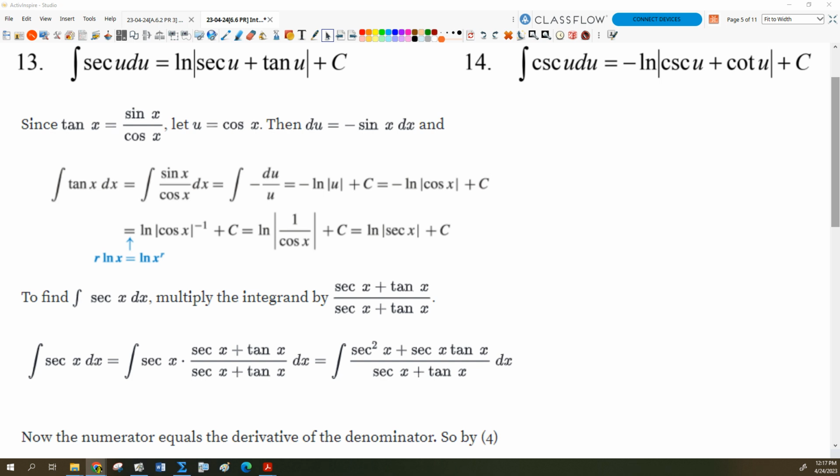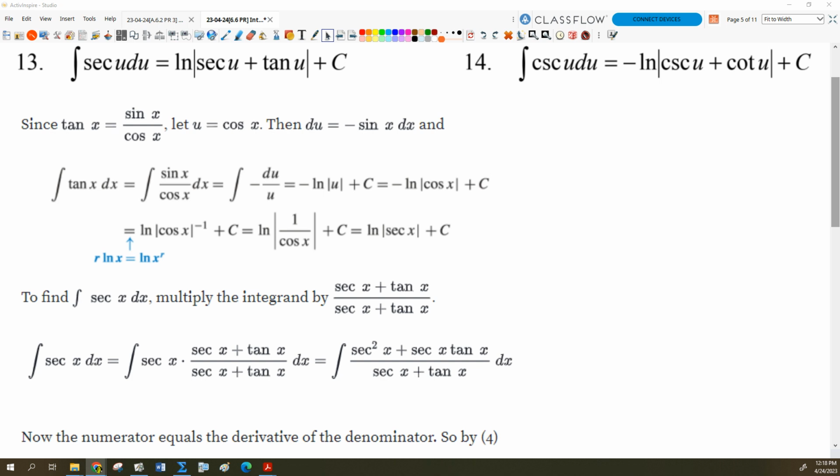So what do we have then? We've just got a 1 over u times negative du. We could pull the negative out front, and I've got the integral of du over u, which is natural log, right? Natural log of the absolute value. So then we end up with negative natural log of the absolute value of u plus c, reverse the substitution, and we got it. It's just negative natural log of the absolute value of cosine x plus c, which is what's on our table, right?